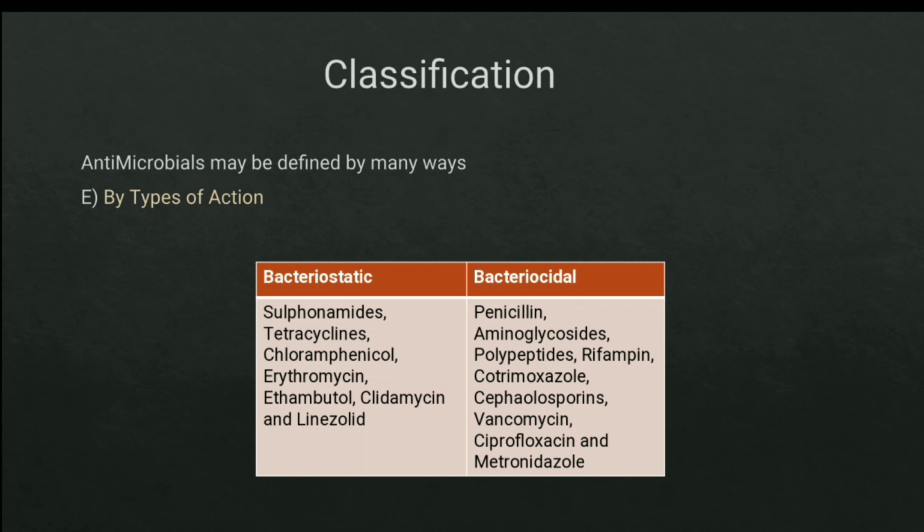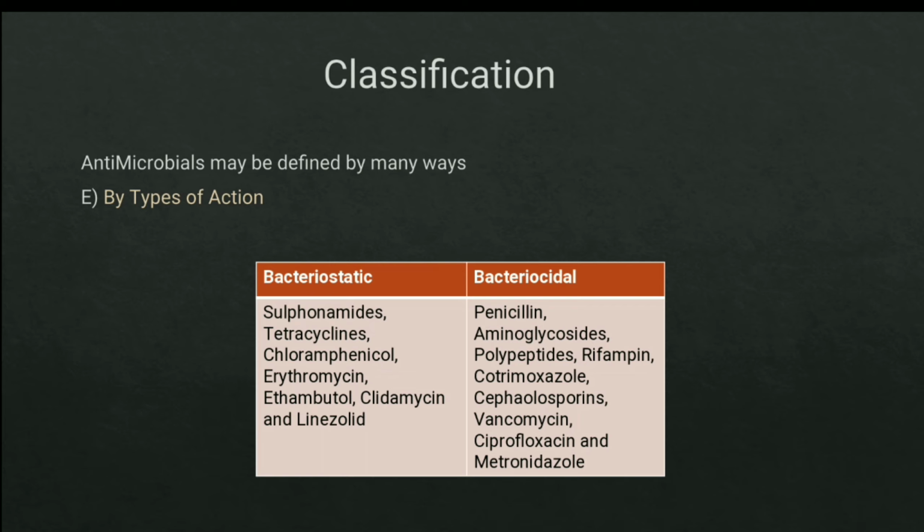In the bacteriostatic we have sulfonamide, tetracyclines, chloramphenicol, erythromycin, ethambutol, clindamycin, and linezolid. But in bactericidal we have penicillin, aminoglycosides, polypeptide, rifampicin, cotrimoxazole, cephalosporin, vancomycin, ciprofloxacin, and metronidazole. These are important. A direct question comes in GPAT, which of the following drugs are bacteriostatic, or which are bactericidal. You have 4 options, and you just have to pick the correct one.